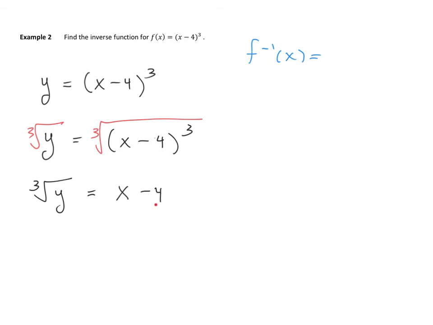The goal is to solve for x. You can now add 4 to both sides of your equation. And when we do that, we get the cube root of y, then plus 4 is equal to x. This technically is the formula for the inverse. However, I'm going to call x this entire symbol and replace this y with an x. My equation now becomes the cube root of x, then plus 4.